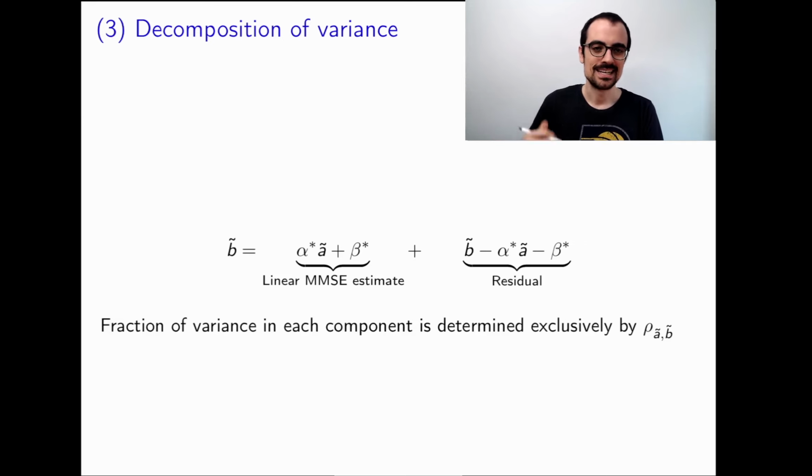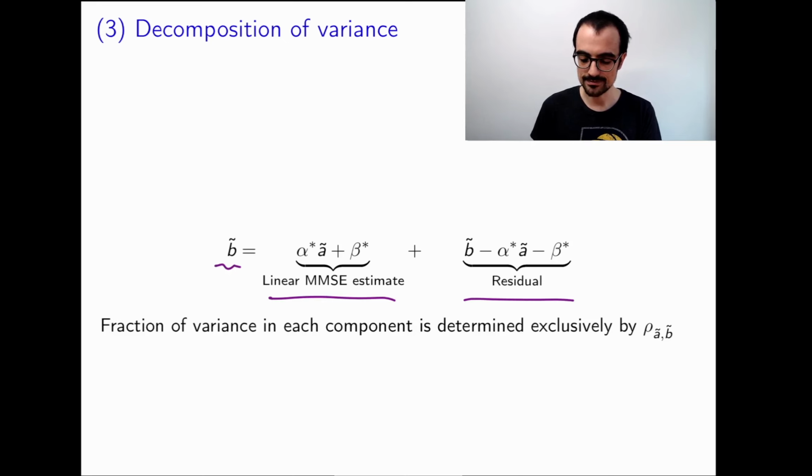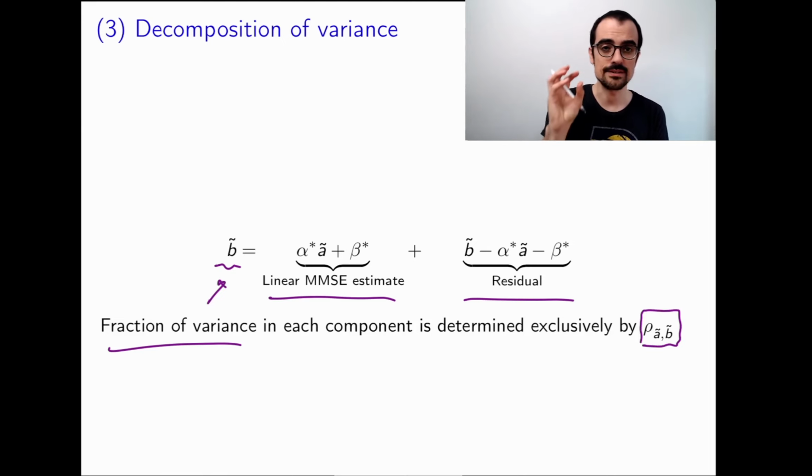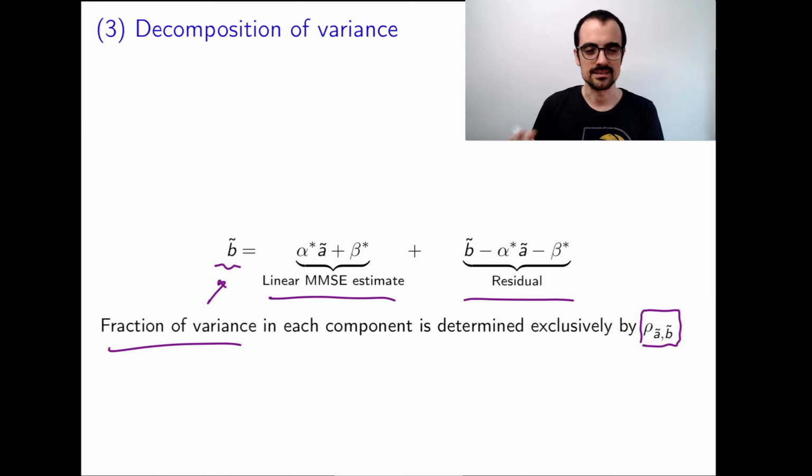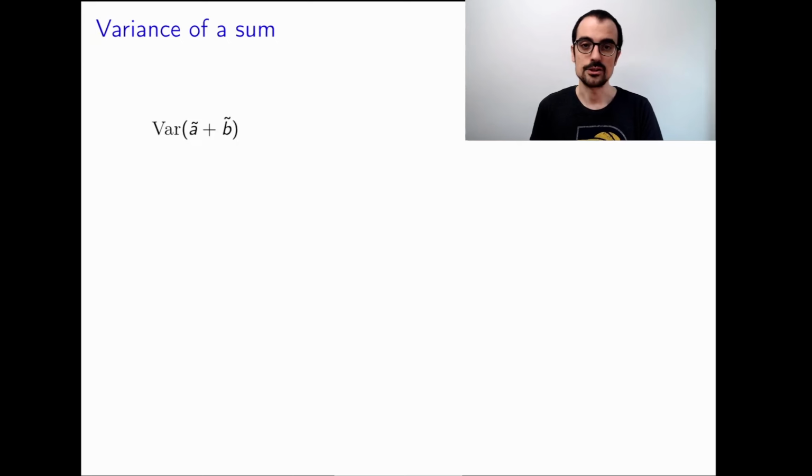Anyways, let's move on. In order to establish the third important property of the correlation coefficient, we're going to consider a decomposition of B into the linear estimate and the residual. And we're going to see that the fraction of variance in each of these components is determined exclusively by the correlation coefficient. What I mean is the fraction of variance of B that goes into this component. But for this to make sense, we first have to study what the variance of a sum is equal to. Okay, and you'll see why in a moment.